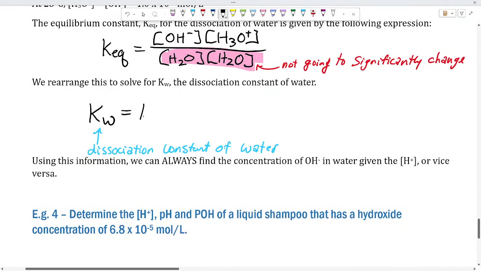It is 1.00 times 10 to the negative 14, and this might start to make sense of a scale that was always a little bit screwball-y. What scale related to acids and bases had this weird thing that happened? Huh? The pH scale.